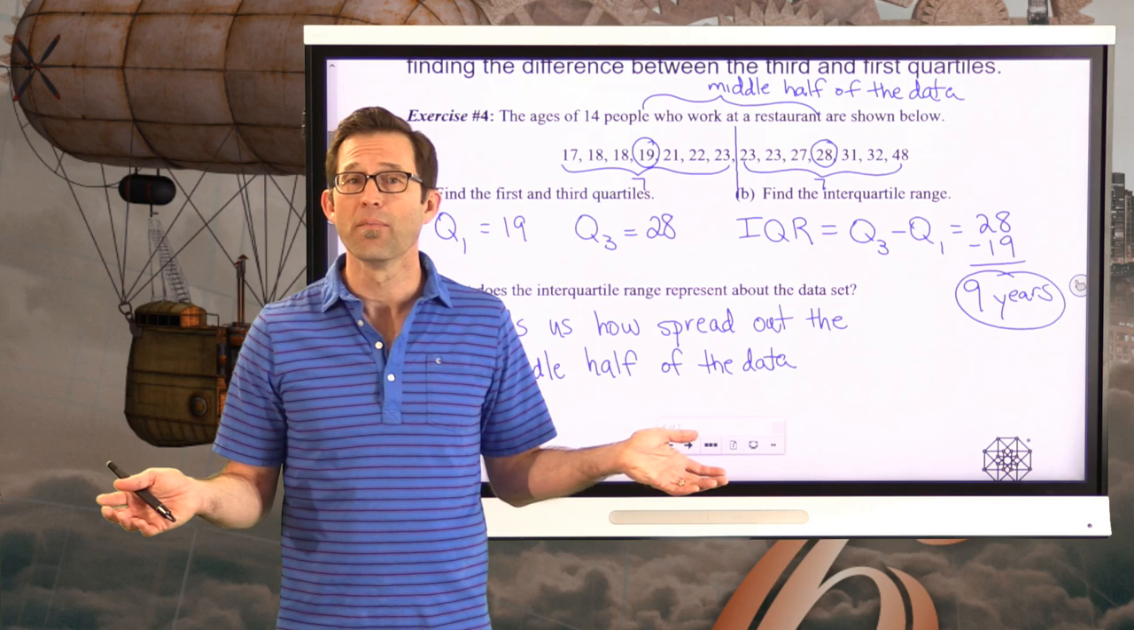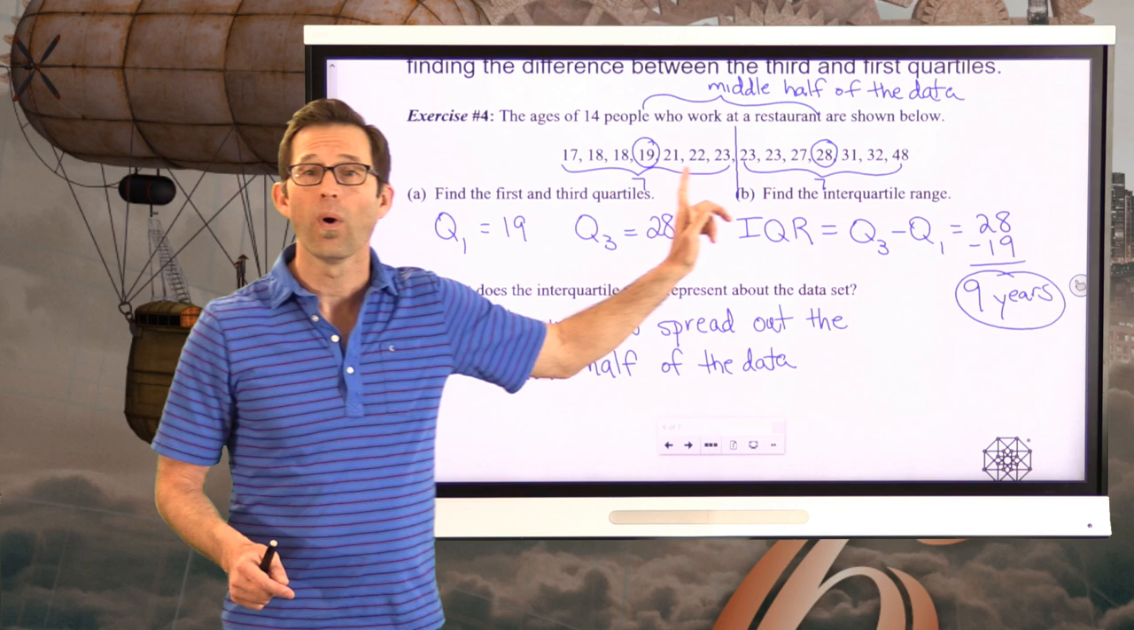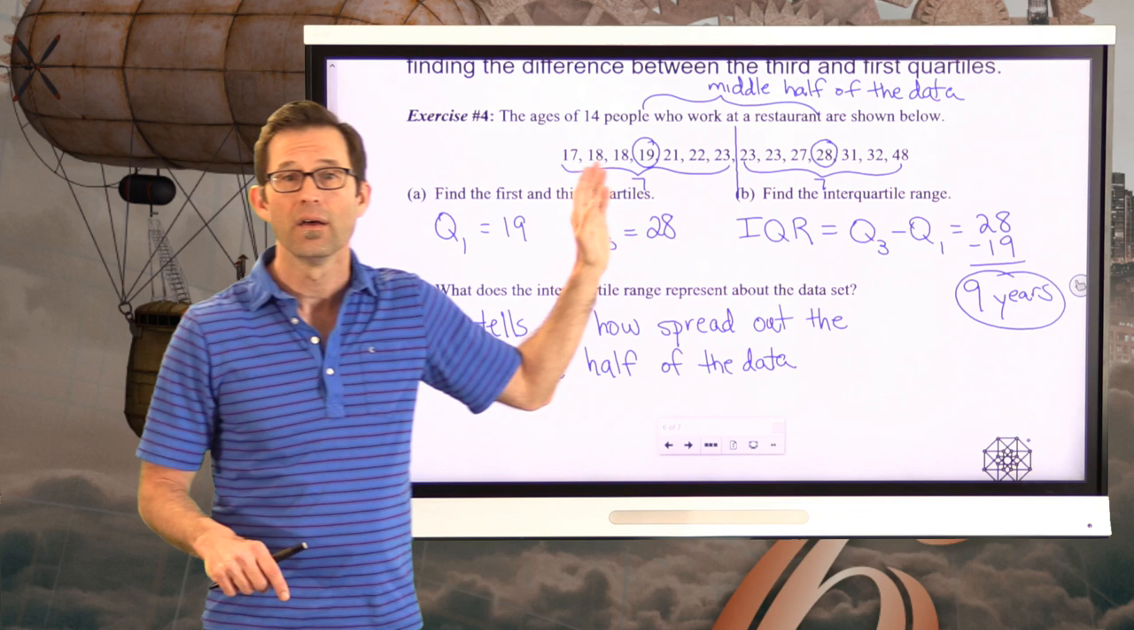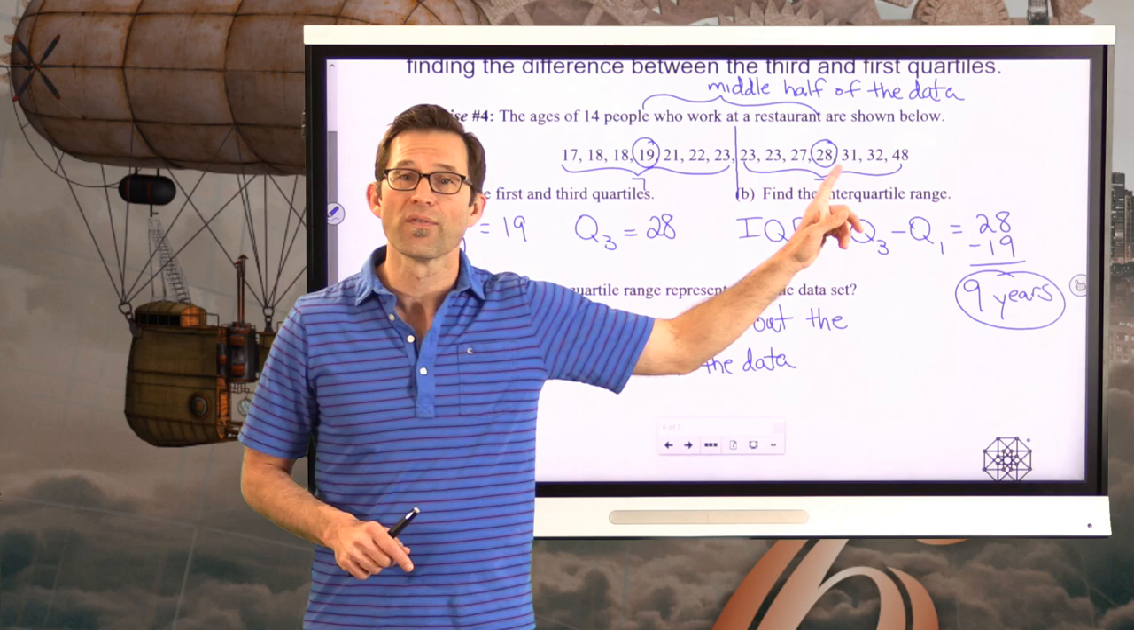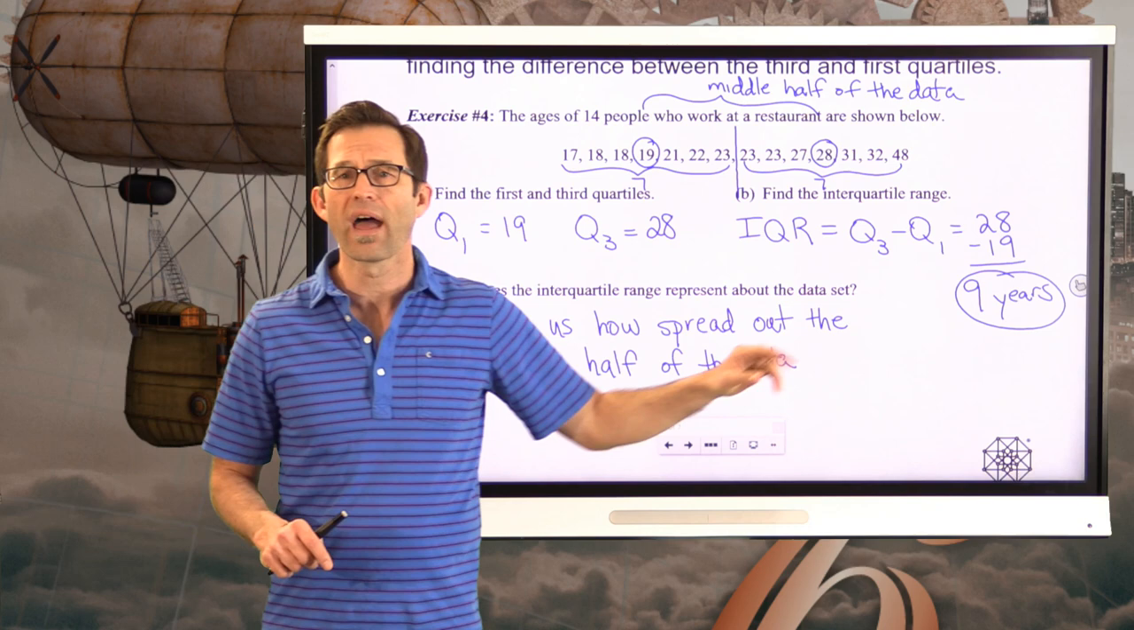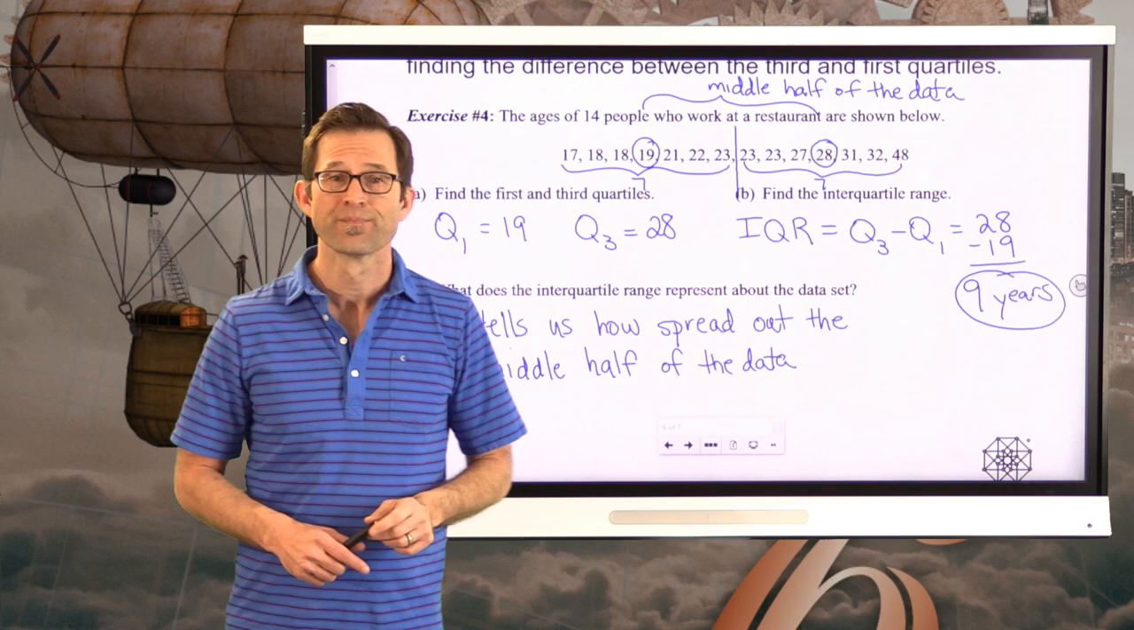So overall, the spread on this thing is 31 years. That's the overall range, 31 years, 48 minus 17. But the spread of the middle 50% of the data is a little bit less than a decade, right? It's only 9 years. So the difference between somebody who's at the third quartile and somebody who's at the first quartile is not really all that great compared to somebody who's at the maximum versus somebody who's at the minimum. All right, let's wrap this up.